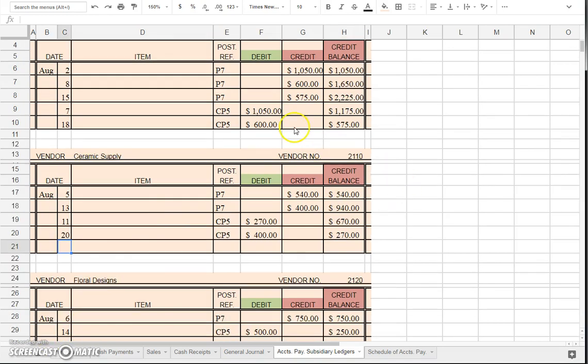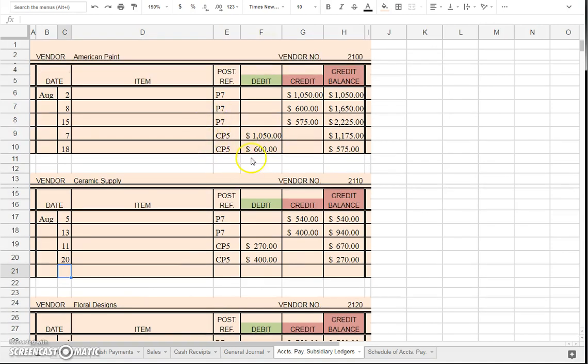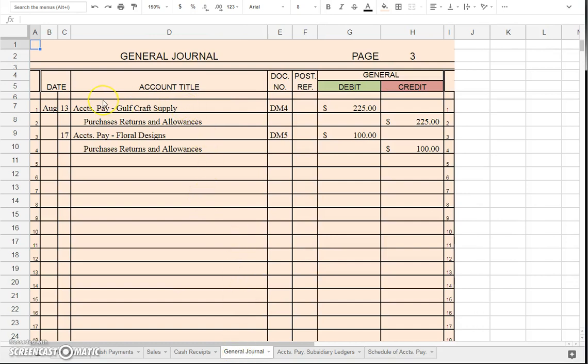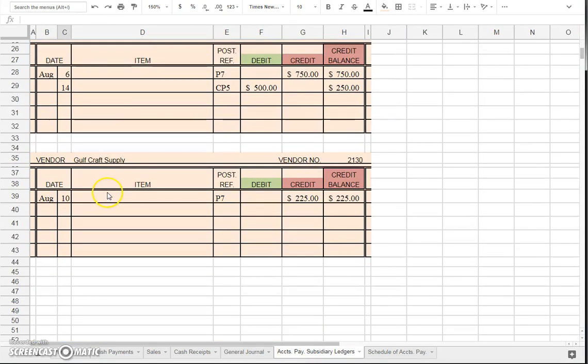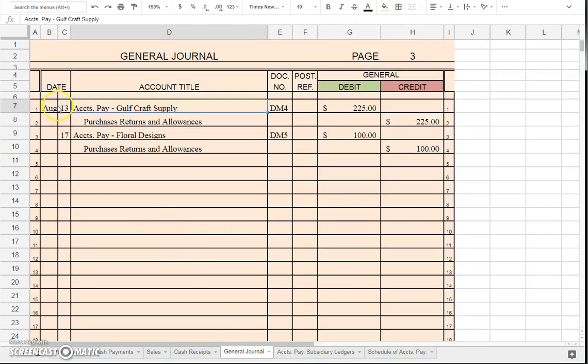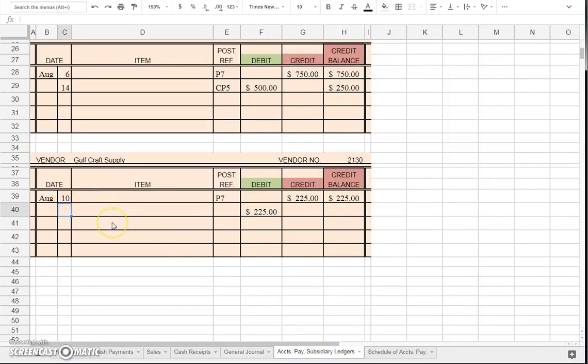All right, we're back again. I recorded the last couple of transactions for the cash payments journal. We are now ready to go to the general journal. There are only two transactions in the general journal. We have an accounts payable to Gulfcraft Supply, a debit of $225. So I'm going to go to Gulfcraft Supply. It was a debit of $225. The transaction date was August 13th, and this is General Journal 3, or GJ3, and that leaves us with a zero balance.